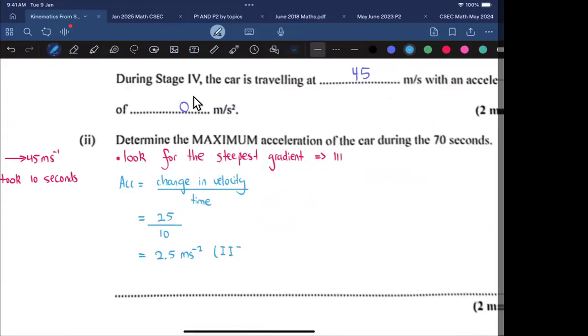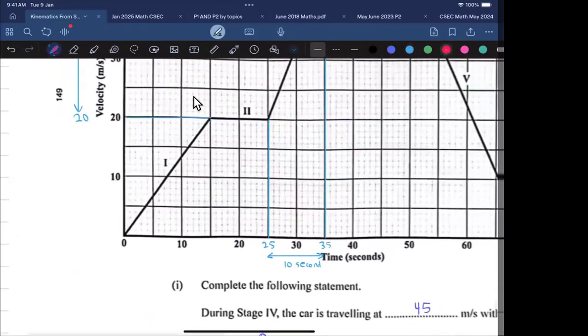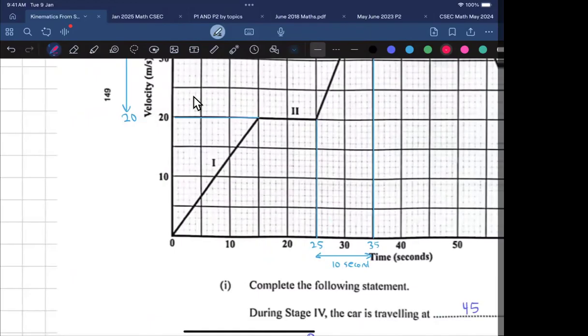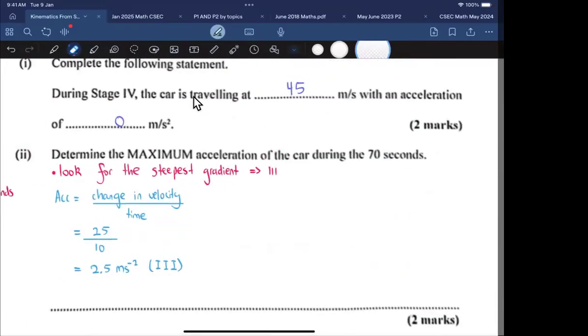Let me just see if our hunch was correct. Let's try to figure out the gradient for part 1. For part 1, you start off with a speed of 0, and you gradually increase to a speed of 20, right? 0 to 20. And how much time did that take? 15 seconds. What's 20 over 15? About 1.33. Is that more or less than 2.5? Less. So the maximum acceleration is 2.5.